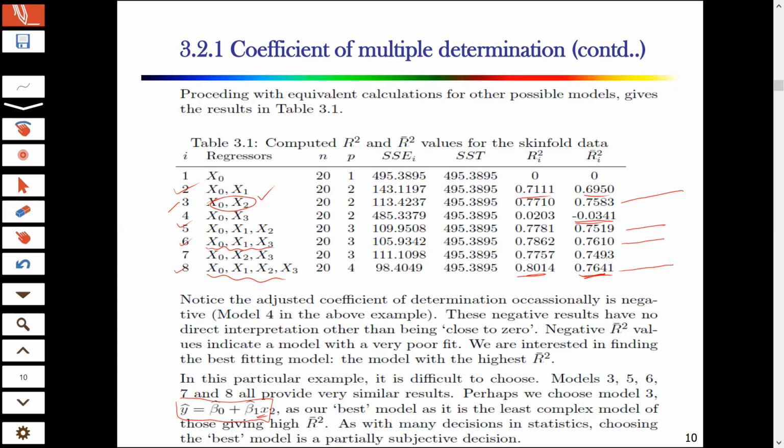As with many decisions in statistics, choosing the best model is partly a subjective decision. So you can choose any one of these models, either model 3, 5, 6, 7, or 8. But in my opinion, model 3 is the best because it is the simple model, and the adjusted R square value is not varying that much.